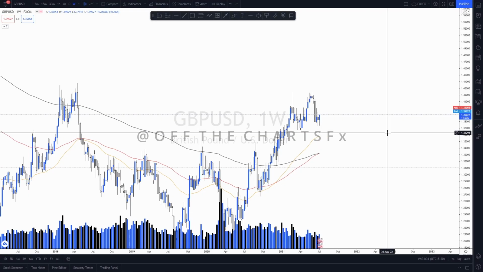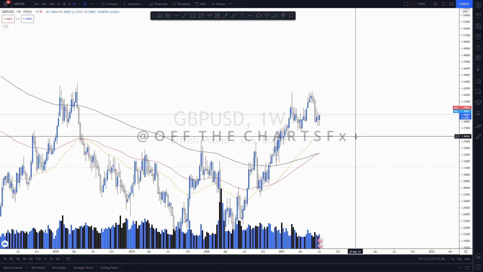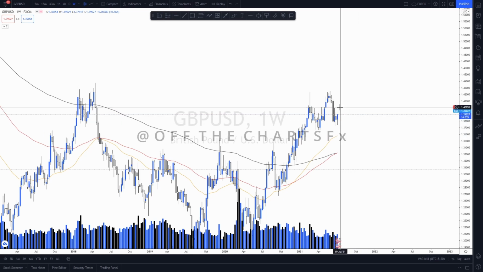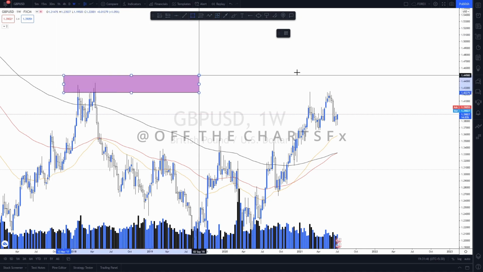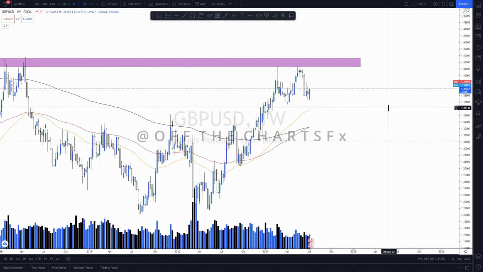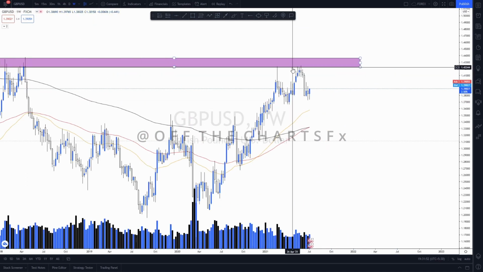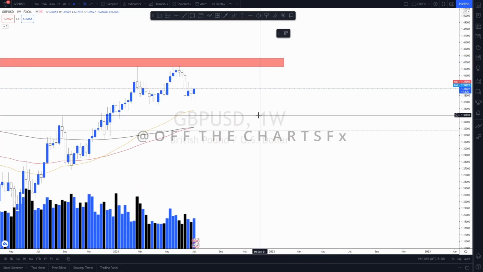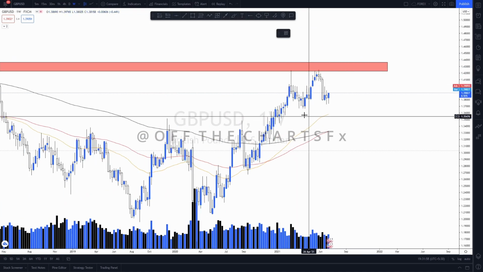Alright guys, as you can see, we are now on the weekly time frame. So what do we see here? We're watching now, price is near its supply zone. So let's just mark this as supply. Alright, this is not much clear. Now moving to daily.